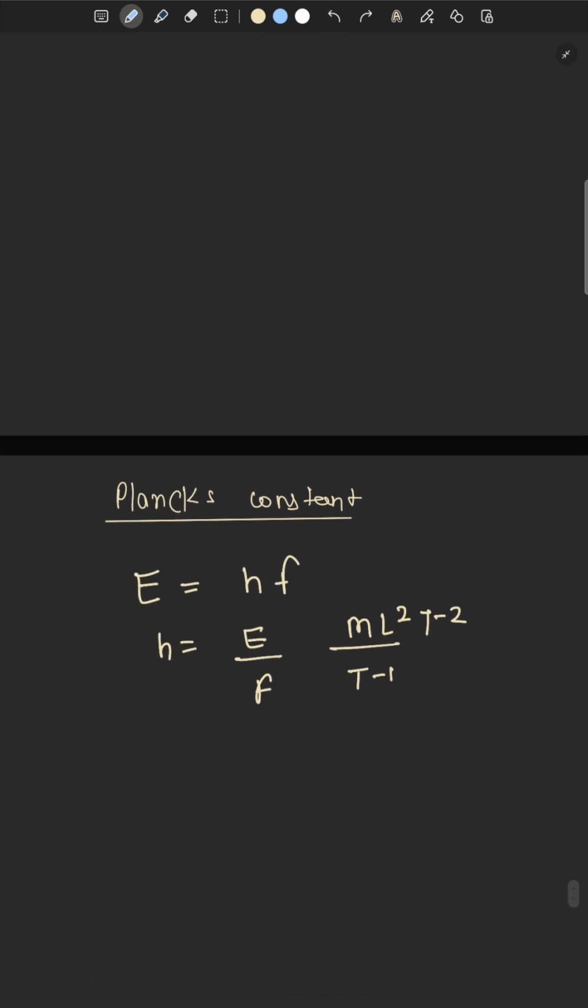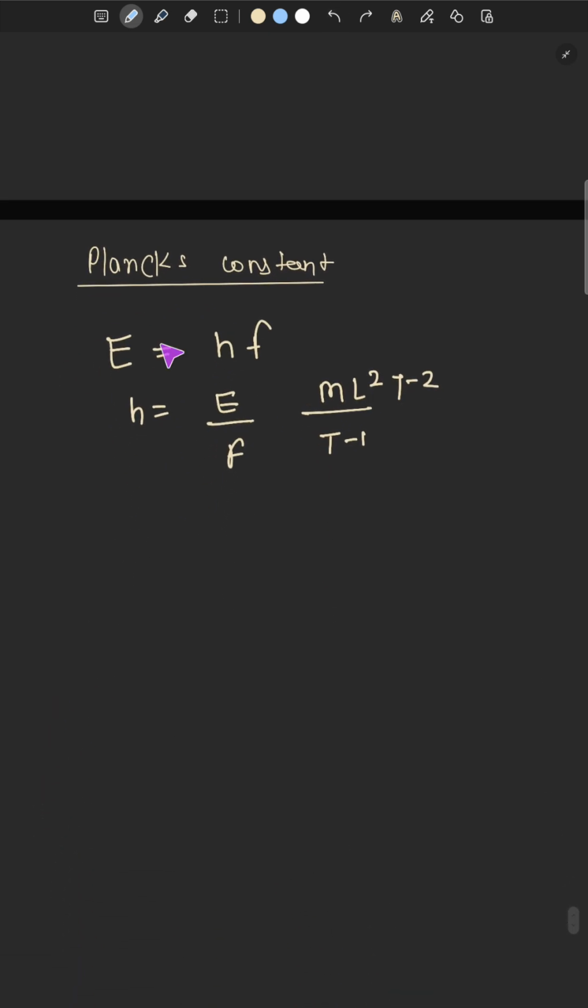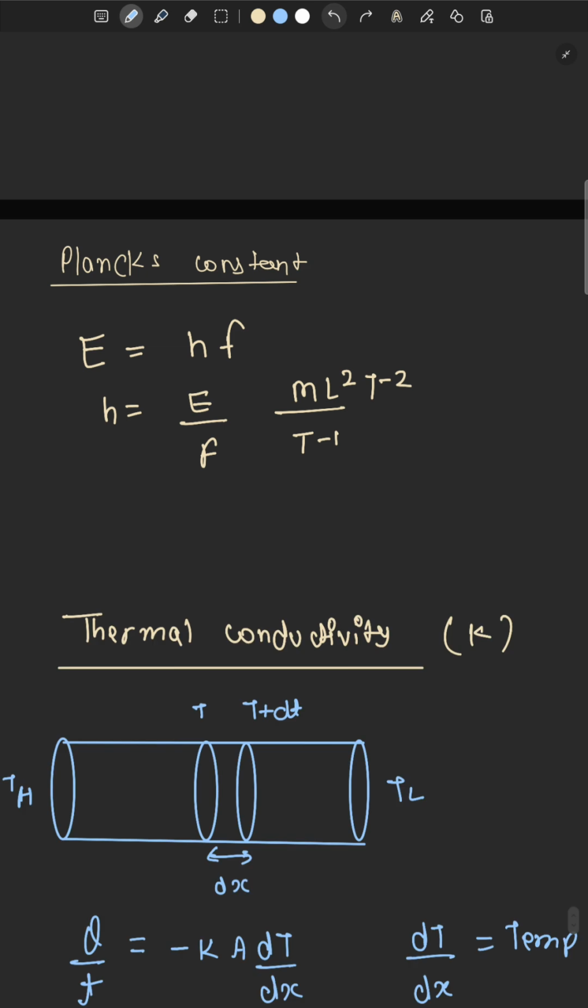Now the next is the Planck's constant. For Planck's constant you can use this formula: energy of a photon is proportional to Planck's constant into frequency of that wave. Energy of the photon is Planck's constant into frequency of the wave. From here you can get the dimensions.